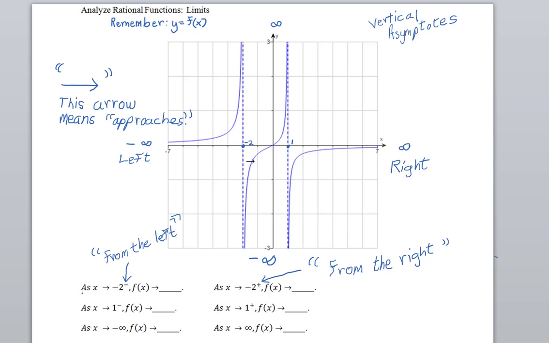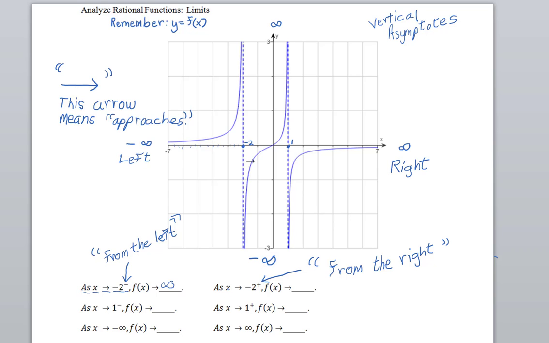Okay. Now, let's answer our first question. As x approaches -2 from the left, what does y do? In other words, f of x approaches what? Well, let's look. Here's -2. So as x gets closer and closer to -2 from the left, the y coordinates shoot up to positive infinity in the y direction. So I would write infinity. Feel free to pause this video at any time if you want to write this down.